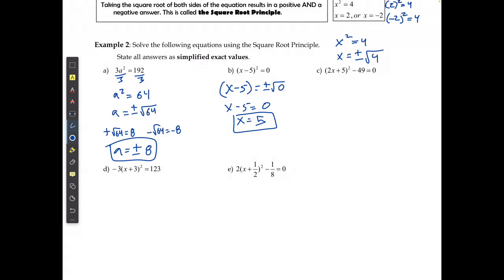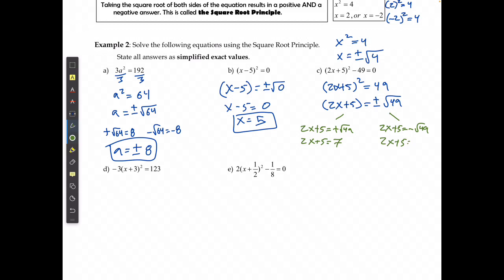For example C, I'm going to say that 2x plus 5 squared is going to equal, when I move that negative 49 over, positive 49. Then I'm going to take the square root of both sides. The square root of 2x plus 5 squared is just 2x plus 5. And that's going to equal the positive or negative square root of 49. At this point, I'm going to split it into the two possibilities. I could say that 2x plus 5 is equal to the positive square root of 49, or 2x plus 5 is equal to the negative square root of 49. This means that 2x plus 5 would equal 7, or 2x plus 5 would equal negative 7.